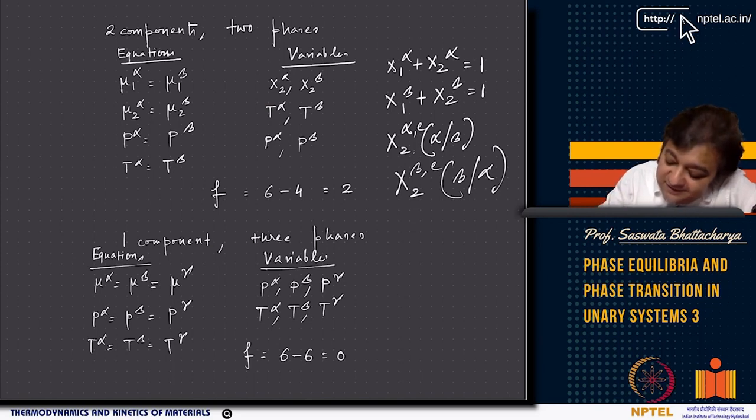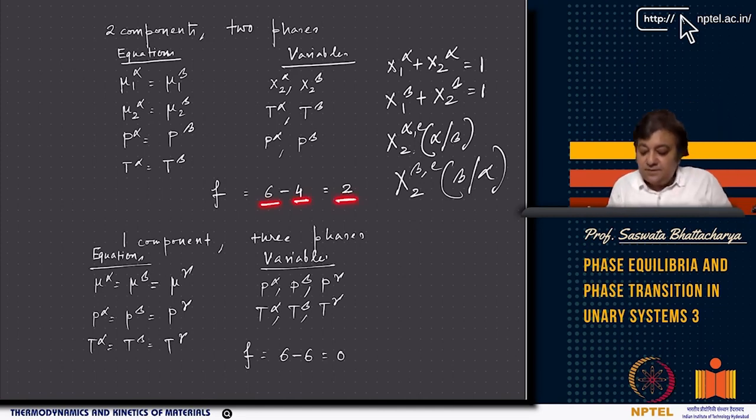So what are the independent variables? You have T alpha, T beta and P alpha, P beta. So, total six variables, and I have four equations. So if you have two components and two phases, you have degrees of freedom equal to 2, right?